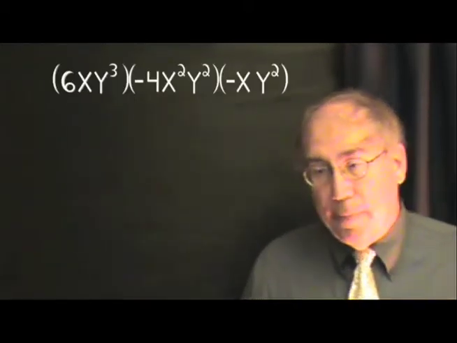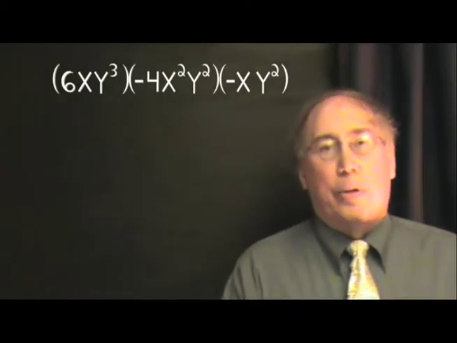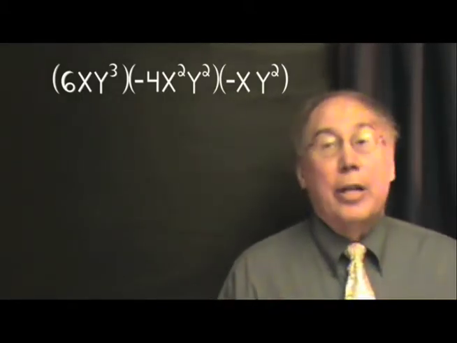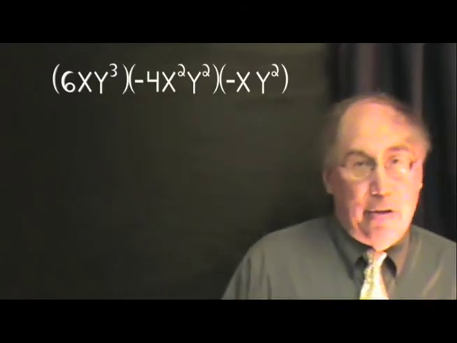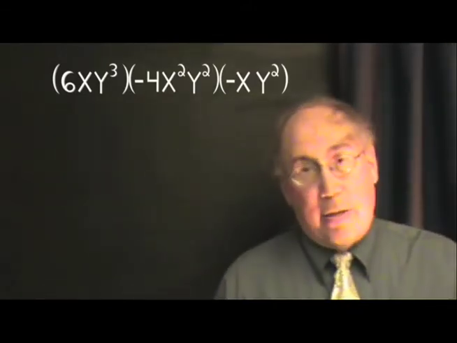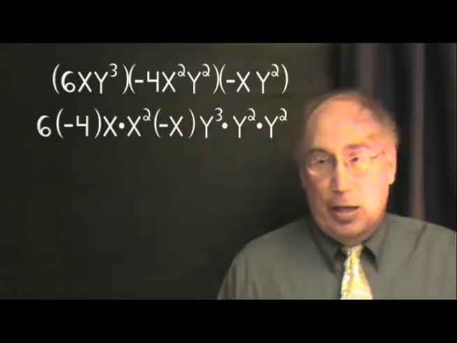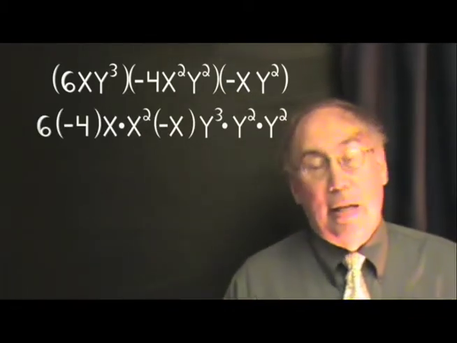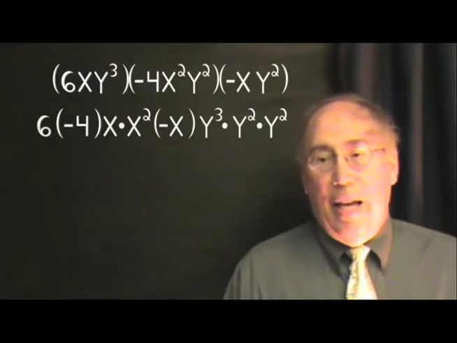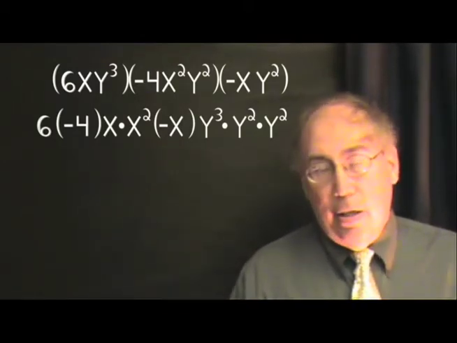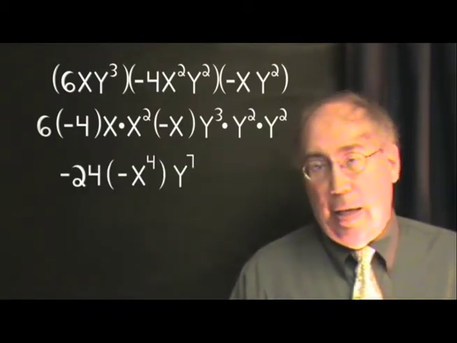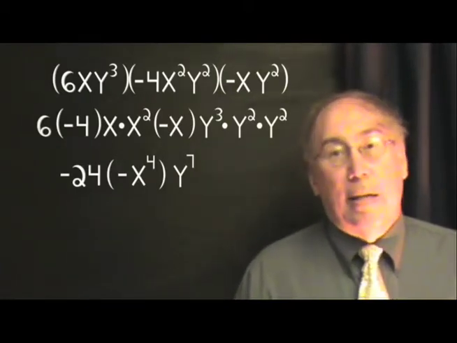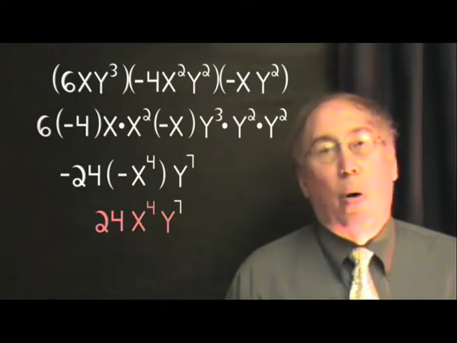Next problem here, 3 monomials being multiplied together. So let's just take and rearrange them all, put the numbers together, the x's together, the y's together. Then on the x's we can add the exponents together, and on the y's we can add the exponents together. And in the end here, we're going to come out with 24 x to the 4th, y to the 7th.